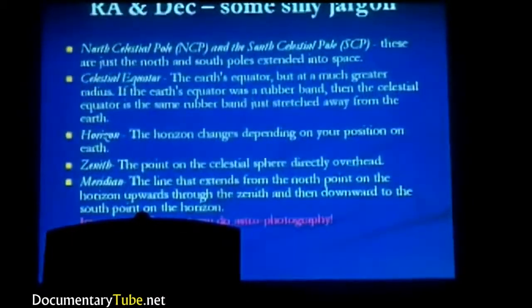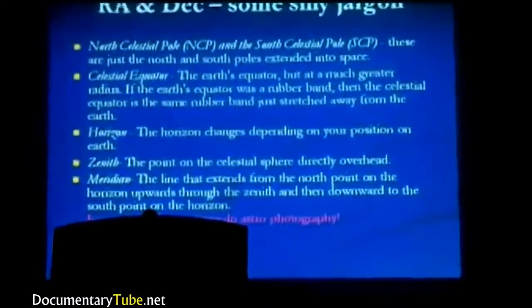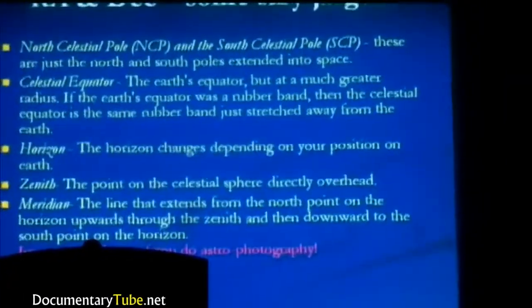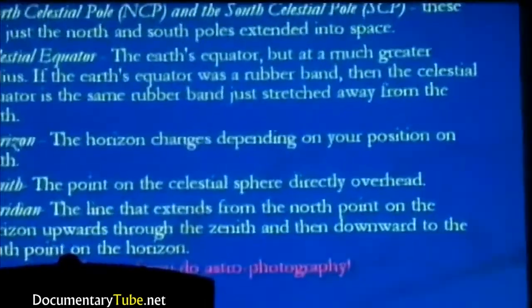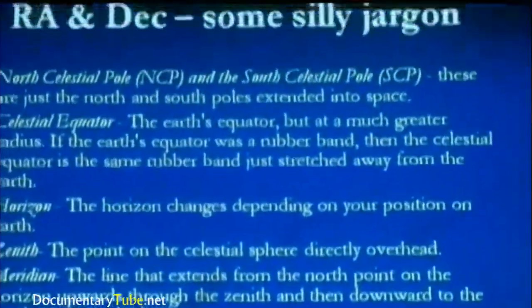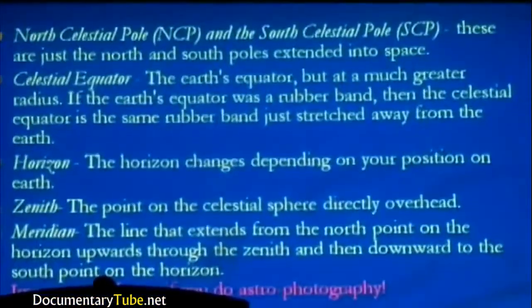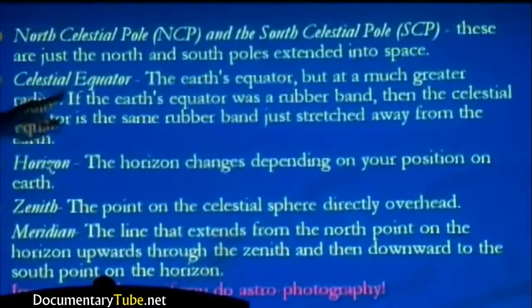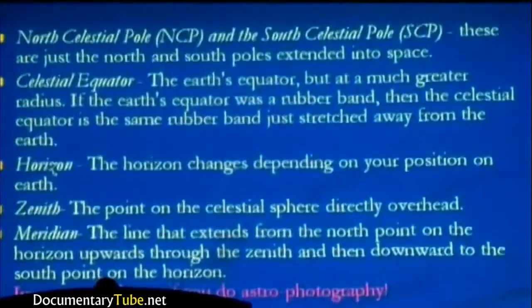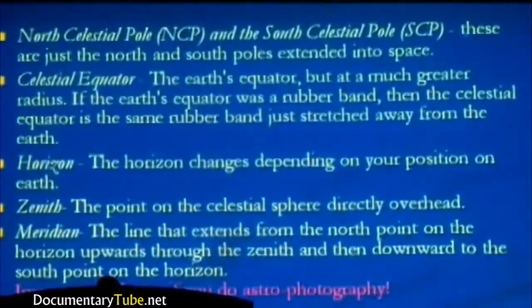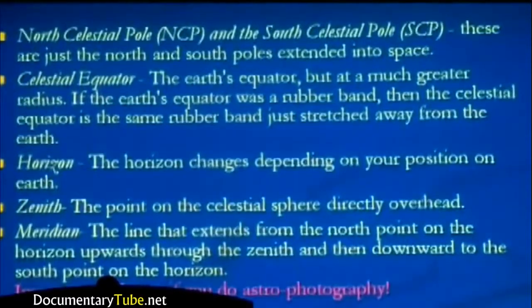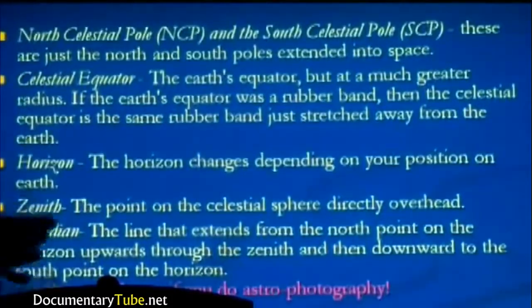Okay, so right ascension and declination, some silly jargon. The North Celestial Pole, or NCP, and the South Celestial Pole, or SCP, these are just the north and south poles extended into space, like I was talking about a moment ago. Now, the celestial equator is the Earth's equator, but at a much greater radius. If the Earth's equator was a rubber band, you could think of it as being elastic, then the celestial equator is the same rubber band just stretched away from the Earth.